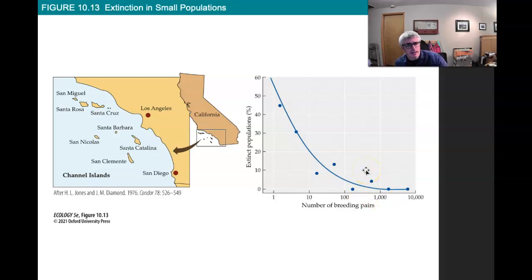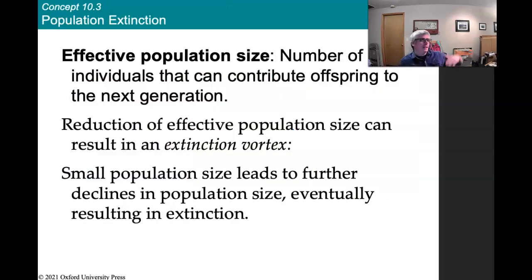It's like one of those things that makes sense. Like, if your population is 20 and this other population is 20,000, which one's more likely to go extinct? Generally, the smaller number. But it's tied into their relative level of environmental variability and sensitivity to that. Effective population size is the number of individuals that contribute offspring to the next generation.